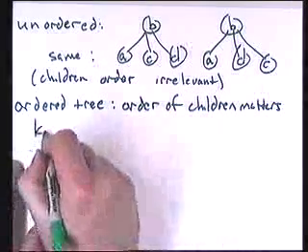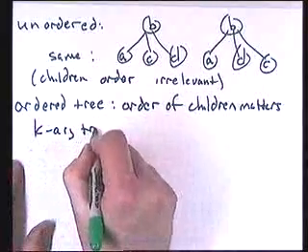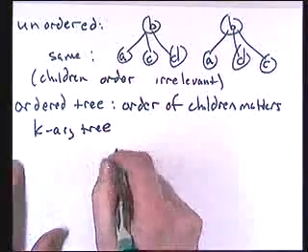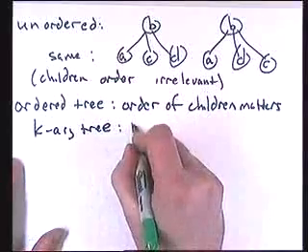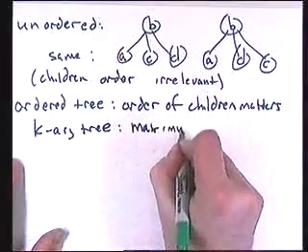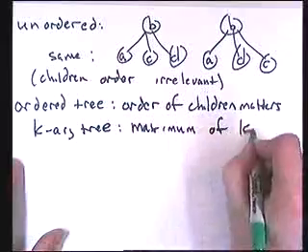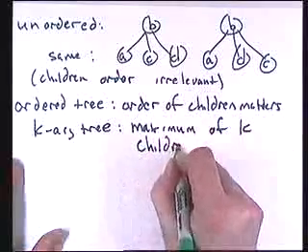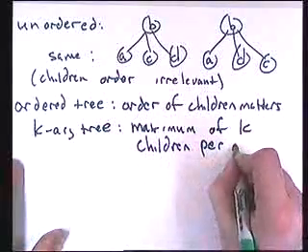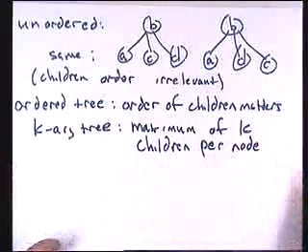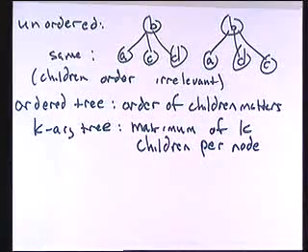From there, we can go to a k-ary tree. So when we deal with a k-ary tree, we say maximum of k children per node. That simply means when you draw out the tree, you say in advance, no node can have more than k children.